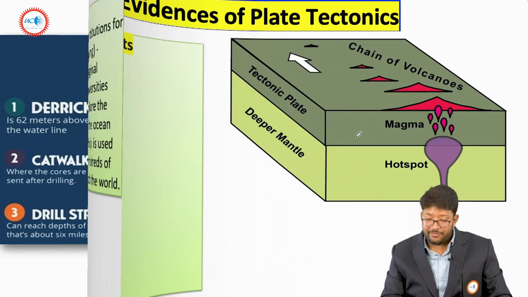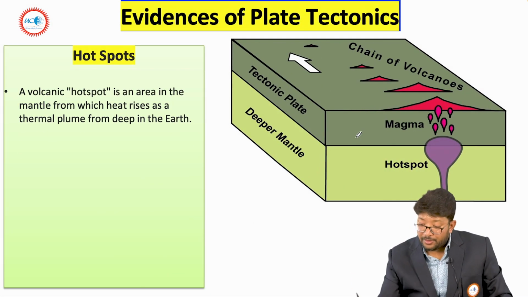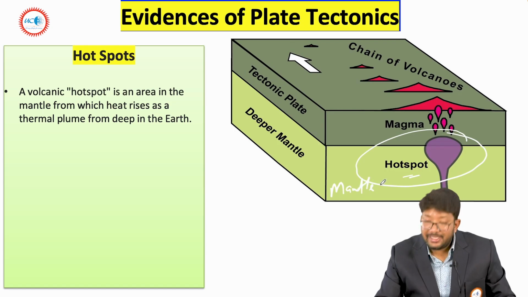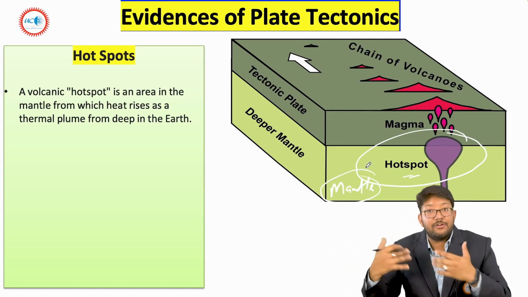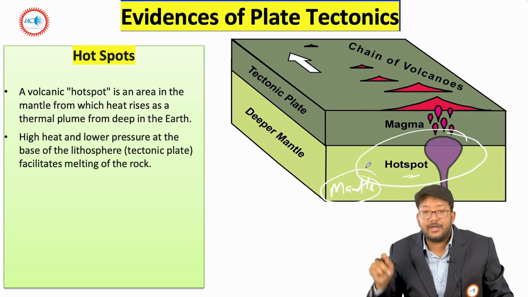Okay, fine. And the next evidence is hotspot. The volcanic hotspot is an area from where, this is the mantle, the heat rises as a thermal plume from deep in the Earth. And what happens in this particular hotspot?